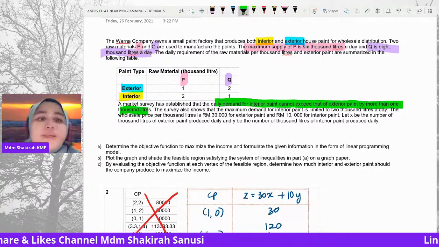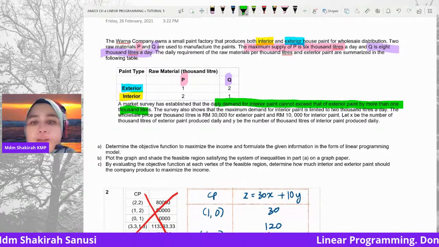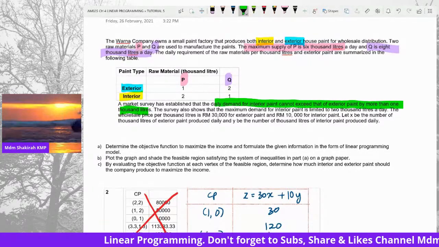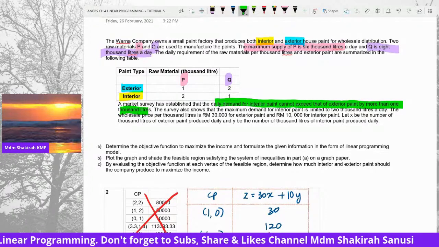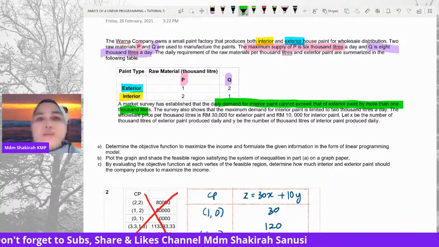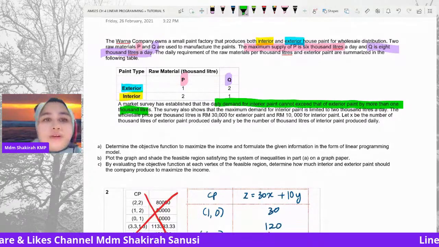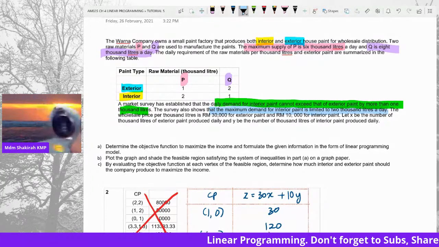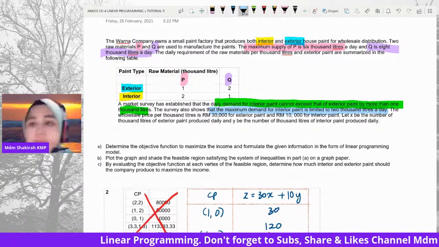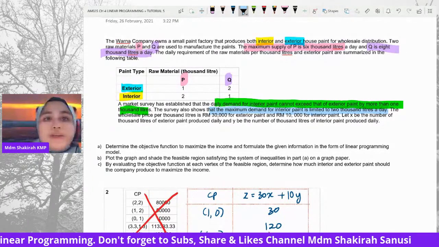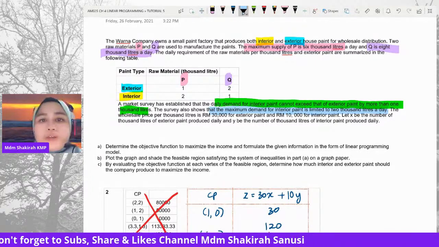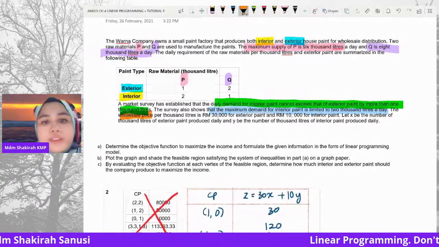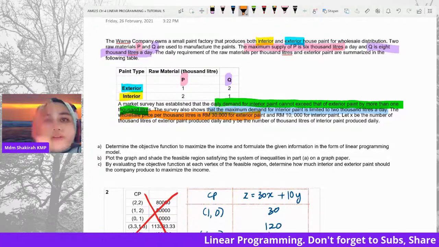The survey also shows that the maximum demand for interior paint is limited to 2,000 liter a day. The wholesale price, banyak ayat sebab itulah you kata soalan ni masalah. Baca je satu persatu. Per 1,000 liter is 30,000 for exterior paint. Okay, the wholesale price.